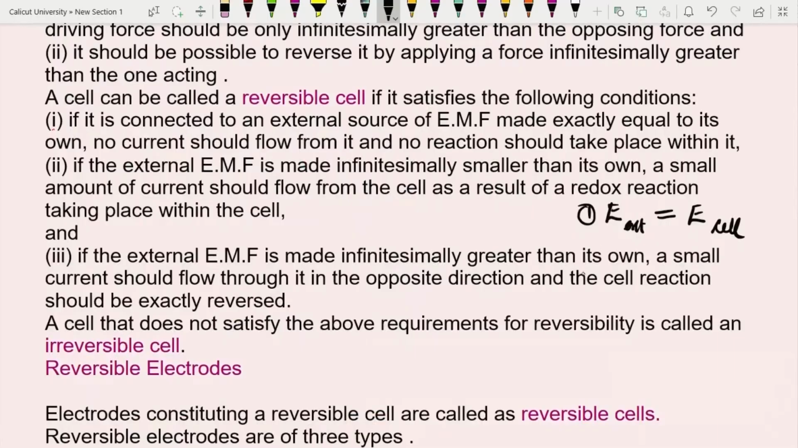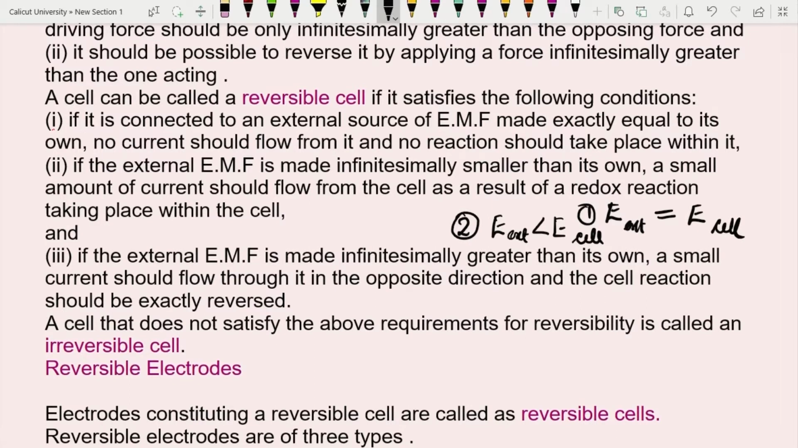Once the EMF of the cell is greater than the external EMF, or the external EMF is smaller than the EMF of the cell, what happens within the cell? Now, there will be an amount of current flowing out of the cell. So, you will be getting current from the cell to the external EMF and there will be a cell reaction going on within the cell. So, the second condition is that the external EMF is less than the EMF of the cell, and current is flowing from the cell to the external circuit.